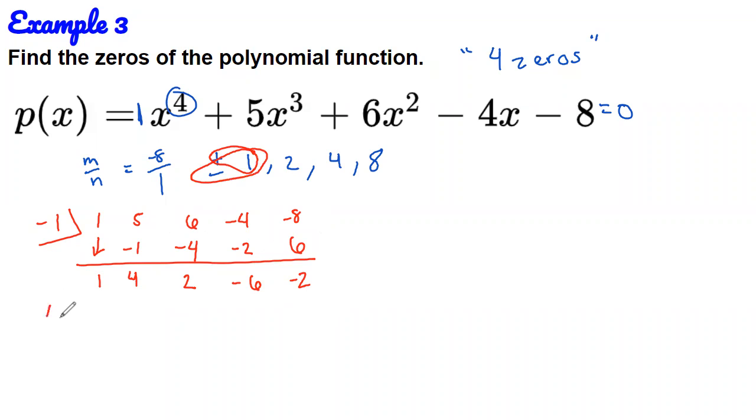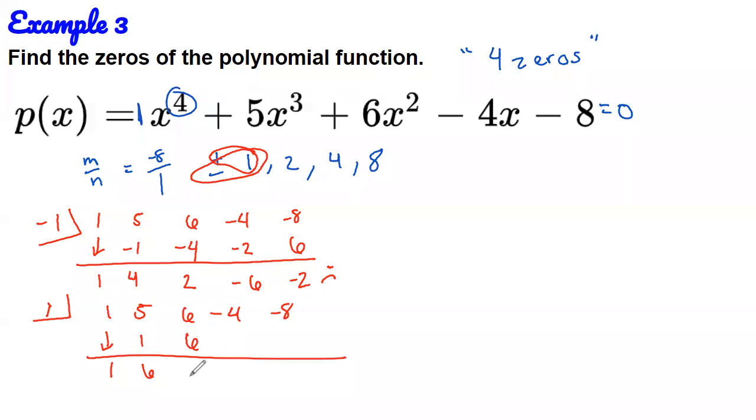-1. So therefore, this is positive 1. So let me go ahead and put my sad face. 1, 5, 6, -4, -8. Bring down our beautiful 1. We have 1 and 1 is 1. This gives me 6. 1 times 6 is 6. This gives me 12. This is 12. It gives me 8. This is 8. It gives me my beautiful 0 that I want.